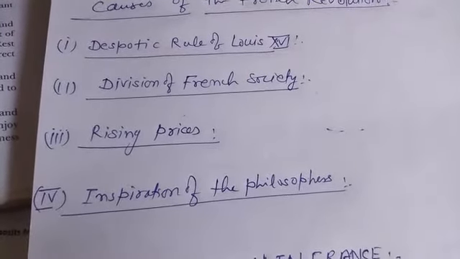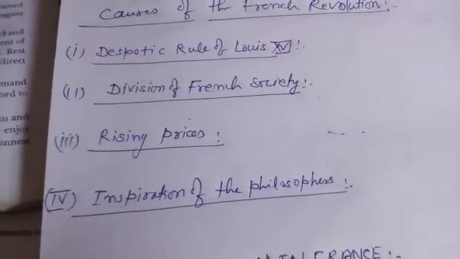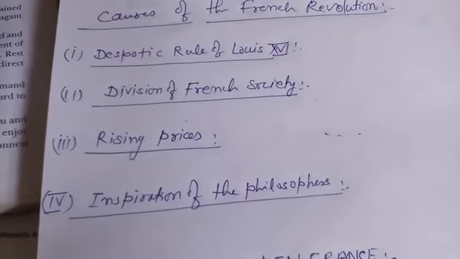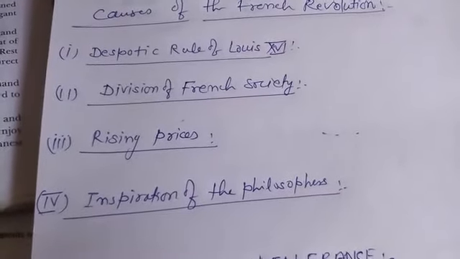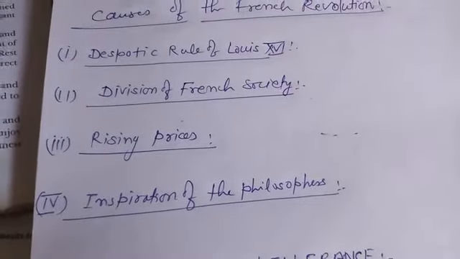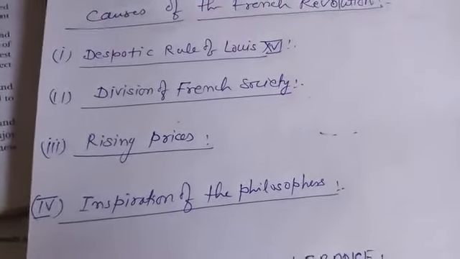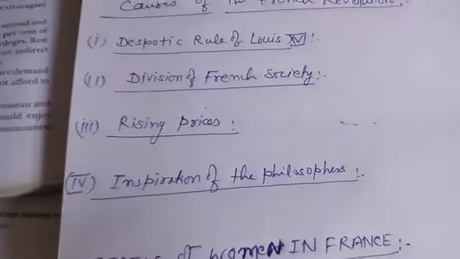The rest, 90%, was the third estate. They were the common people, and they did not have any rights, yet they paid all kinds of direct or indirect taxes. This kind of discrimination led to the revolution by the third estate. So, dear students, it was a reason responsible for the French Revolution.